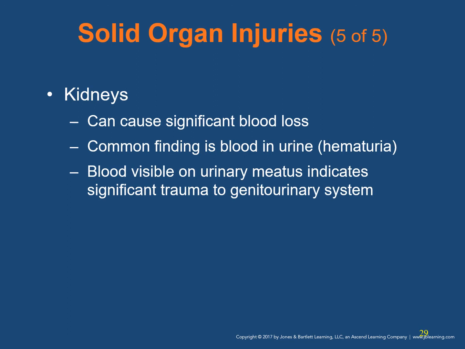The kidneys can also be impacted or penetrated by trauma, which can cause significant amounts of blood loss. A common finding is blood in the urine. Blood visible on inspection of the urinary meatus indicates significant trauma to the genitourinary system.